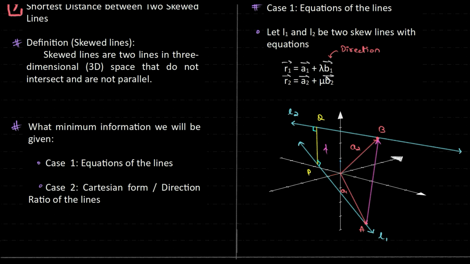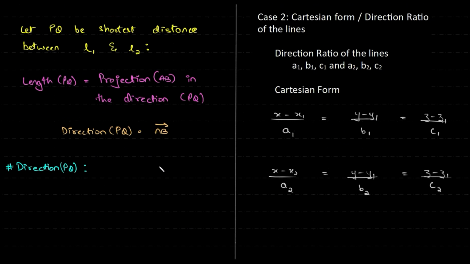Now, the next question is, if I know B1 and B2, that is the direction of the two lines, how can I find a line which is perpendicular to both of these? Yes, using cross product. So basically, the direction of PQ you can obtain by taking the cross product between B1 and B2 vectors, divided by the magnitude of B1 cross B2. Since we just want the direction, we'll divide it with the magnitude, making it a unit vector and nothing else.